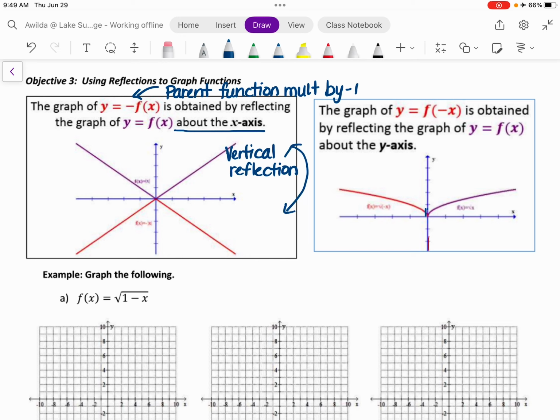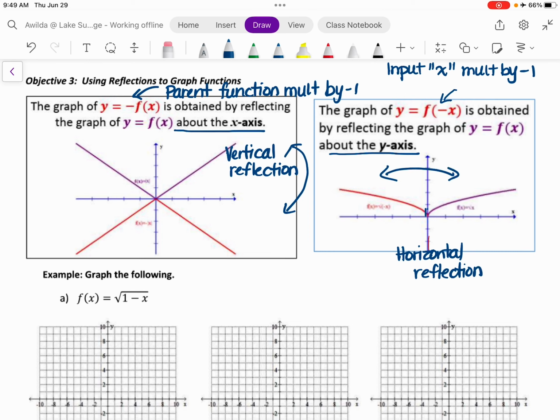The second type of reflection occurs when the input x is multiplied by -1. So the input x multiplied by -1 will create a reflection across the y-axis, and this is what we call a horizontal reflection, and that is because the images are left and right.